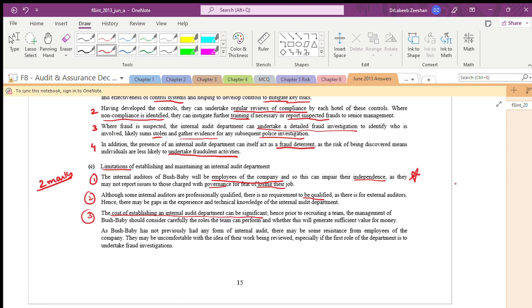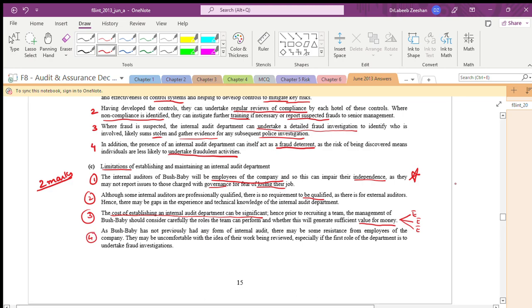Yeah, what we are saying is value for money. We are talking about the value of money: economy, efficiency and effectiveness. The cost of the internal audit department will be significant. Hence, prior to recruiting a team, the management should consider carefully the roles the team can perform, and whether it will generate sufficient value for money. Now, what is the fourth one?